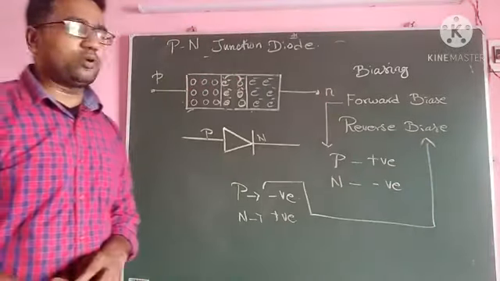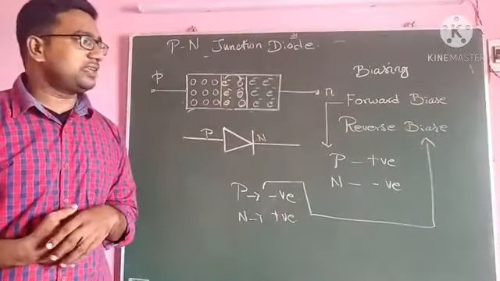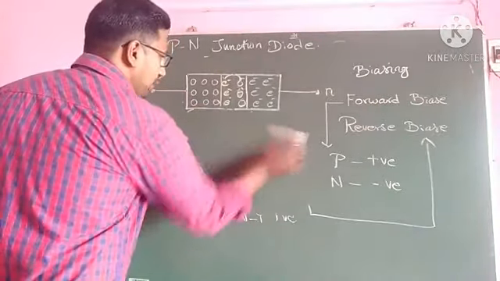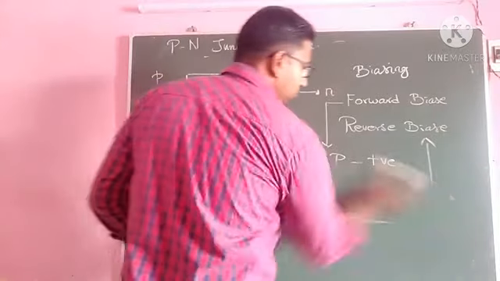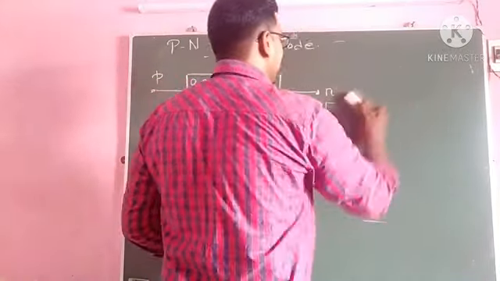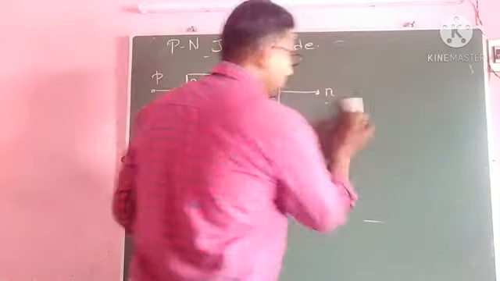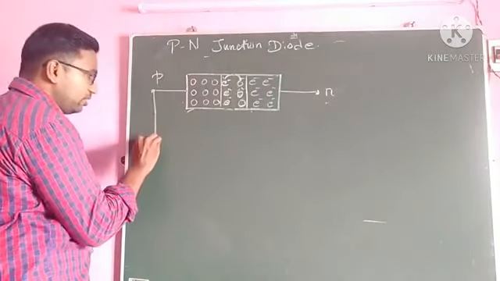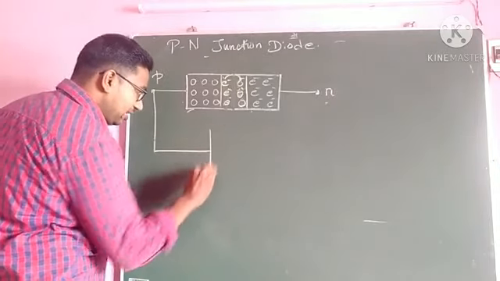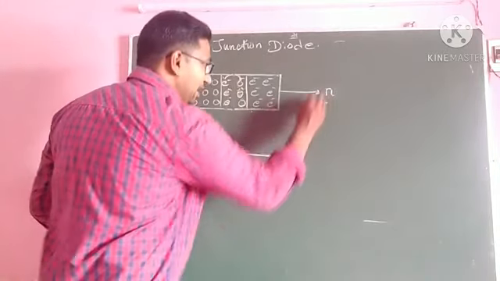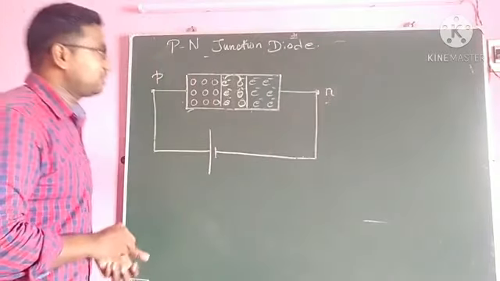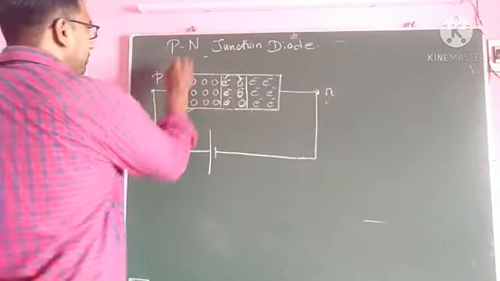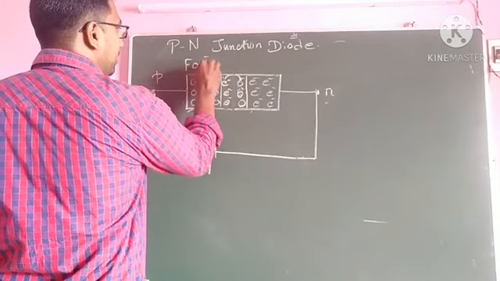Let me see the characteristics of forward bias and then reverse bias, one by one. Now I am going to apply the forward bias to the PN junction diode. How will you make it? Connect the positive potential to the P-type semiconductor and the negative to the N-type semiconductor. That's it. This is the forward bias of the PN junction.